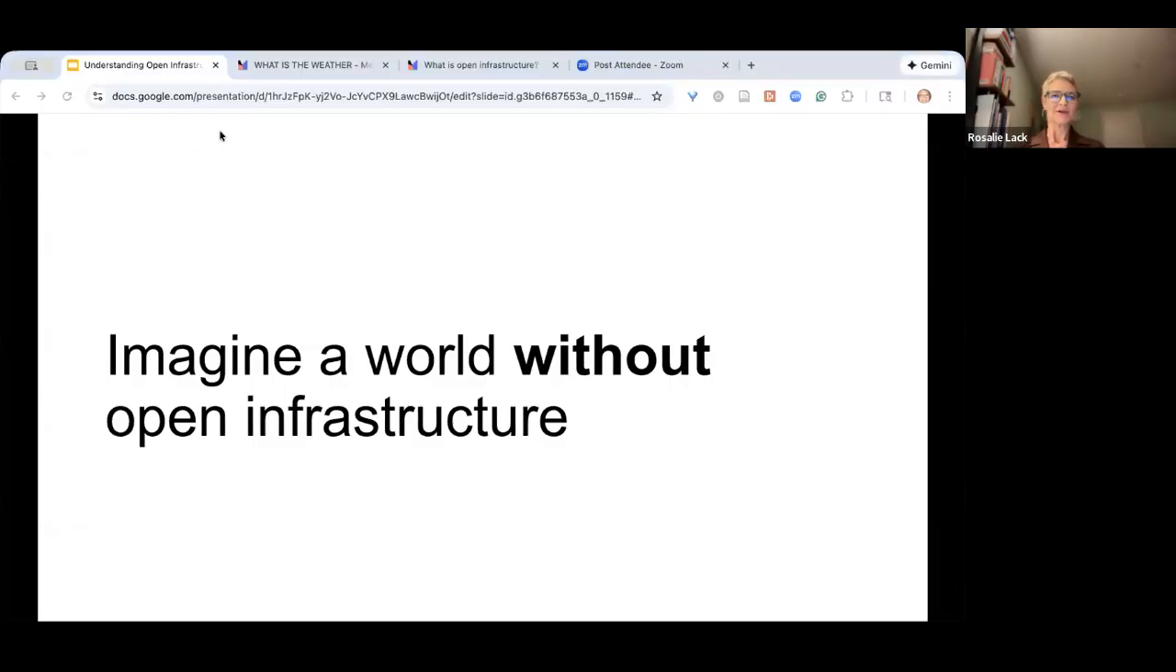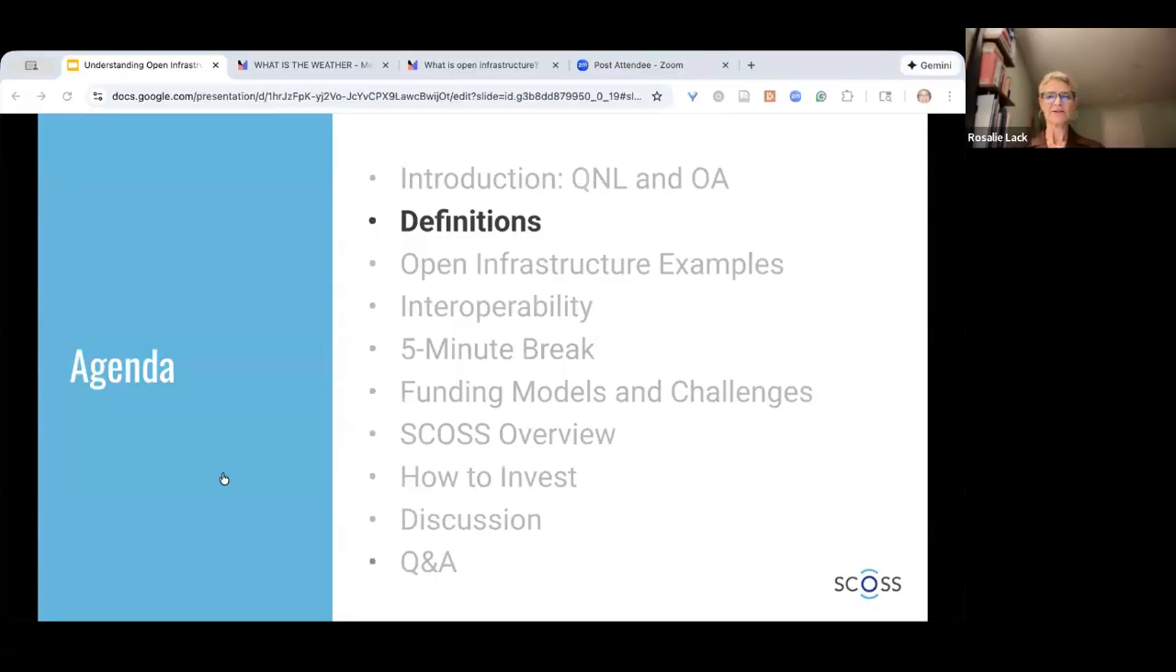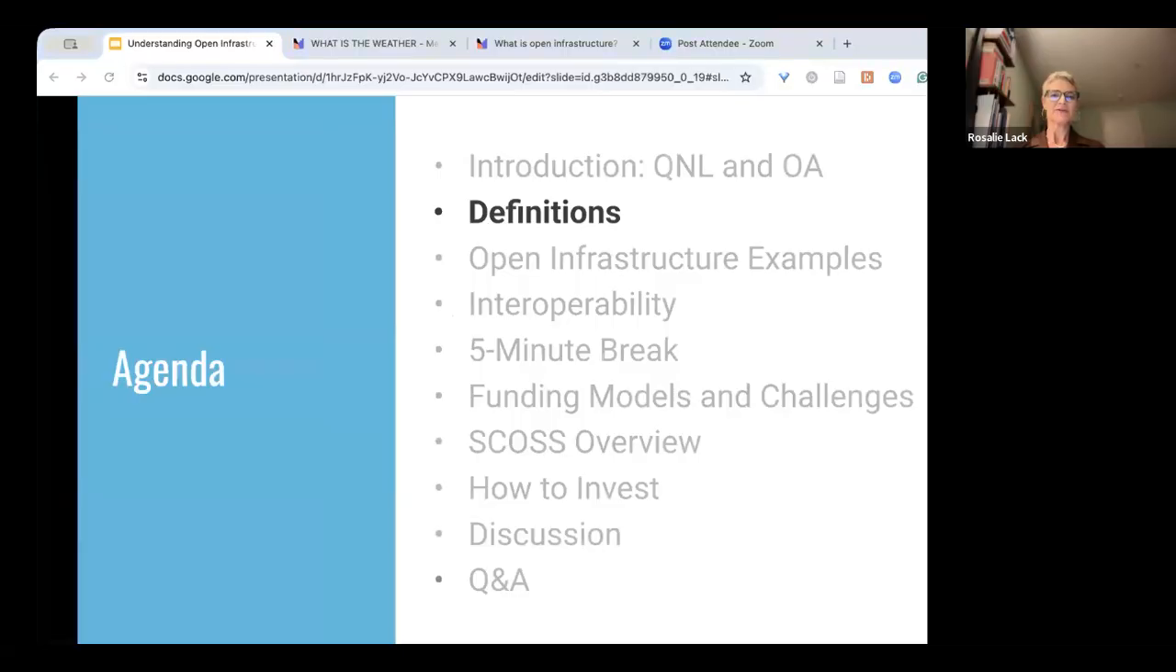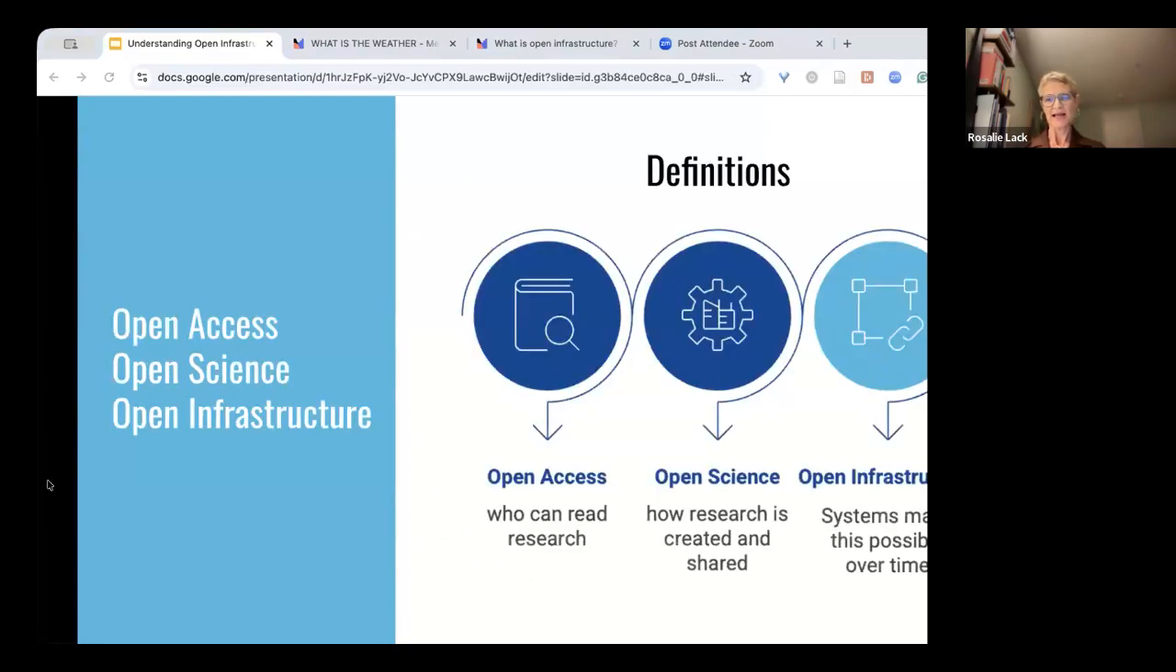So I'm going to take us back to basics, as it were, by making sure that everyone is on the same page with definitions and understanding. As we described this webinar, we said it was going to be: what is open infrastructure, why does it matter, and how does it get funded? So we are going to take it back to the basics and go through those to make sure that we're all on the same page.